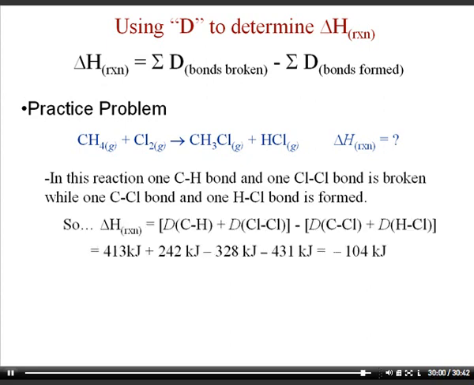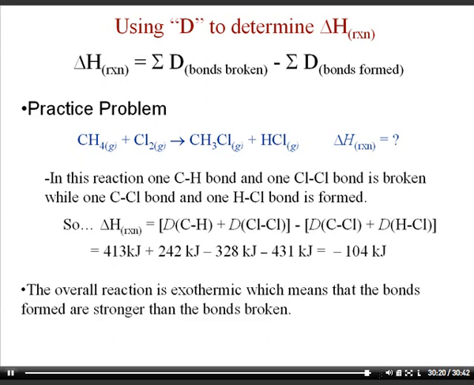And what numbers do you see? The carbon-hydrogen bond broken is 413. The chlorine-chlorine bond broken is 242. We're going to subtract out the values shown in the chart on the previous slide of a carbon-chlorine bond forming and a hydrogen-chlorine bond forming. And you end up getting a negative value, a negative 104 kilojoules. And so it's exothermic, which means that the bonds that are formed are actually stronger than the bonds that are broken. So it's more stable.